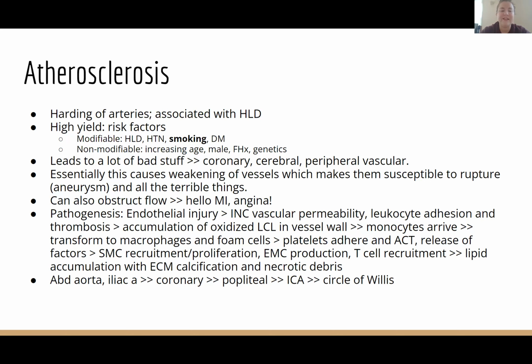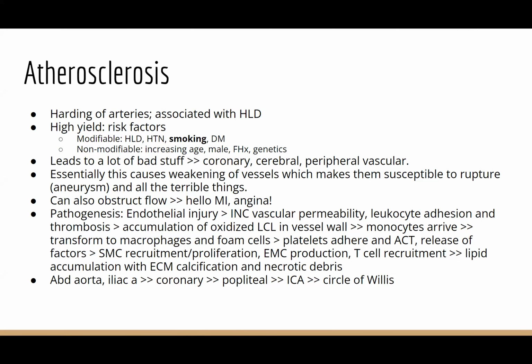Something big that they like to touch on: smooth muscle cell recruitment and proliferation, and then ECM production, T cell recruitment. Apologies for the typos on the slide. And then abdominal aorta is the biggest one. So yes, do know the occurrence. Atherosclerosis is most common in the abdominal aorta.